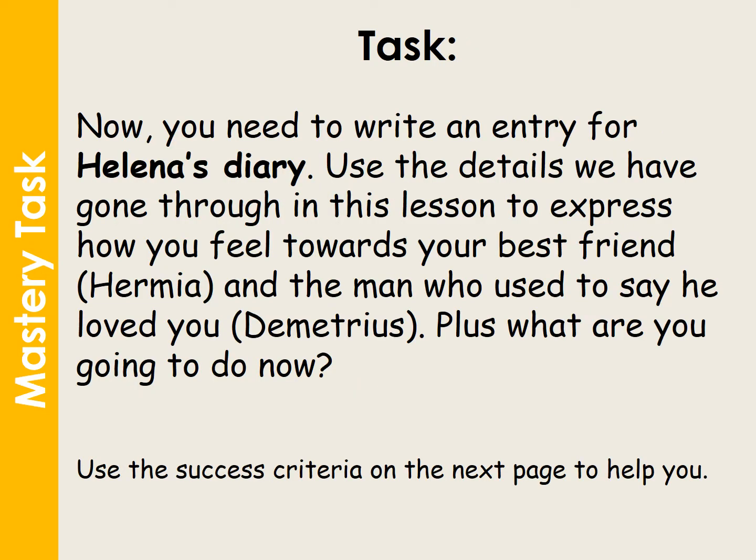So what you need to do is use the notes that we have gone through today, and you need to write an entry for Helena's diary. Now you should do this just after this soliloquy, or in fact you could replace the soliloquy with a diary entry, but you can use any of the notes. How do you feel towards Hermia? How do you feel towards Demetrius? What are you going to do now?